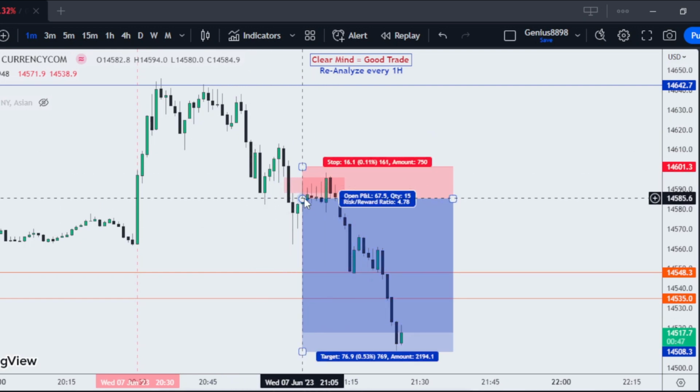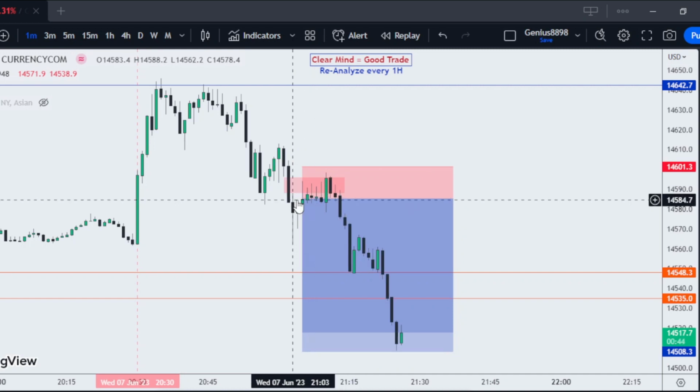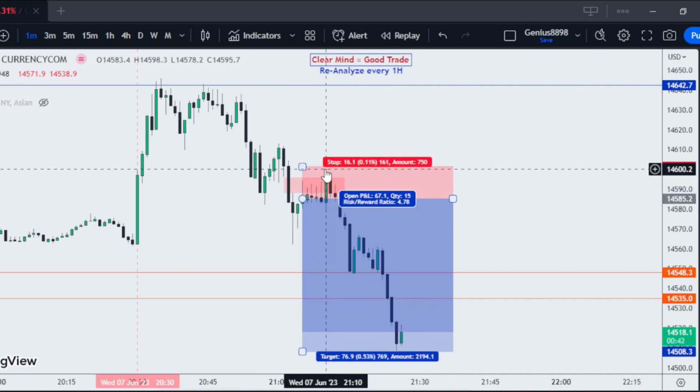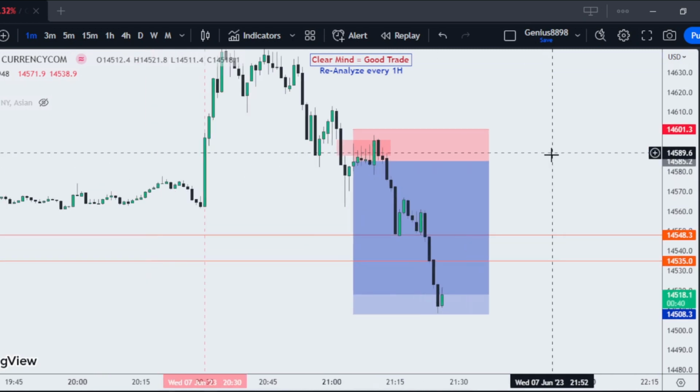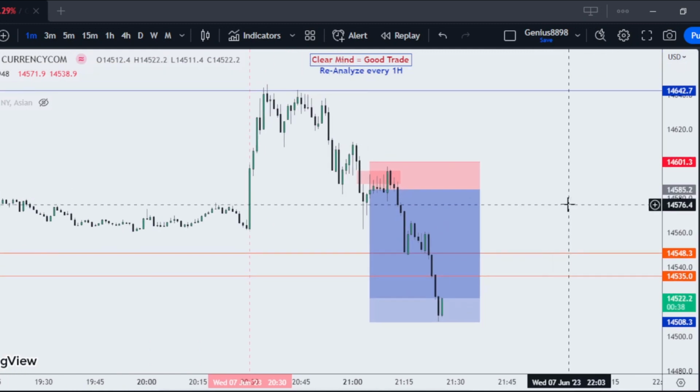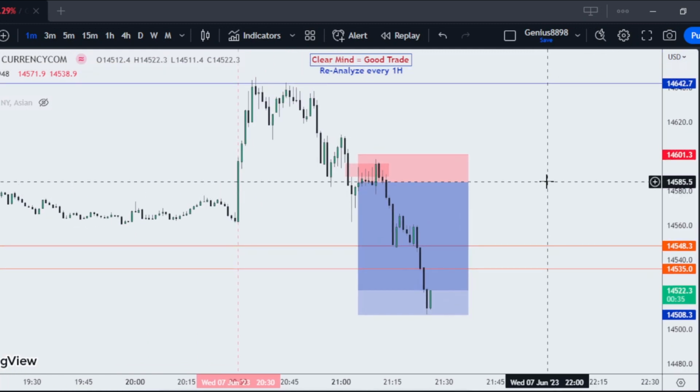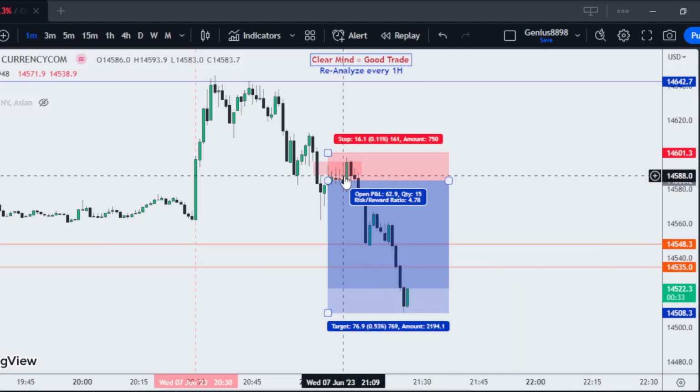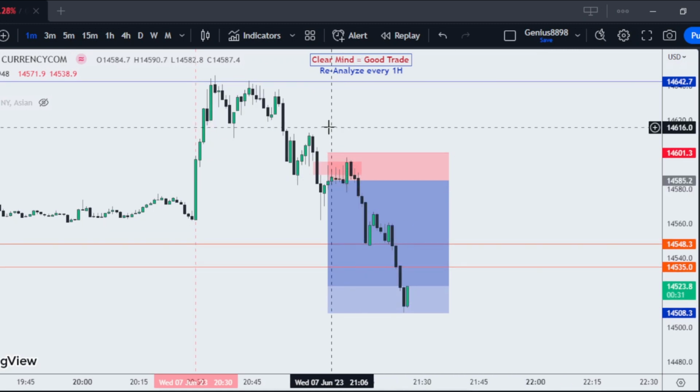I entered here a little bit earlier. You can see price went a little bit higher, almost taking me out, but then it reversed to the downside, which is really nice to see. Okay, so that is the entry for today. It was a really quick entry. I think around, sorry, here.